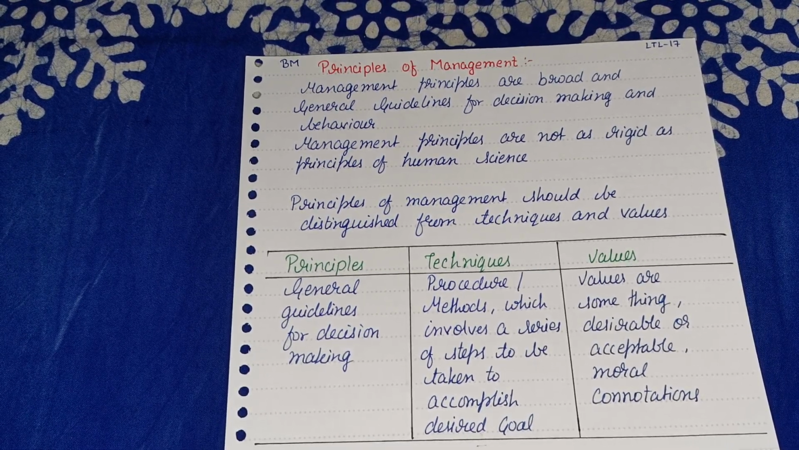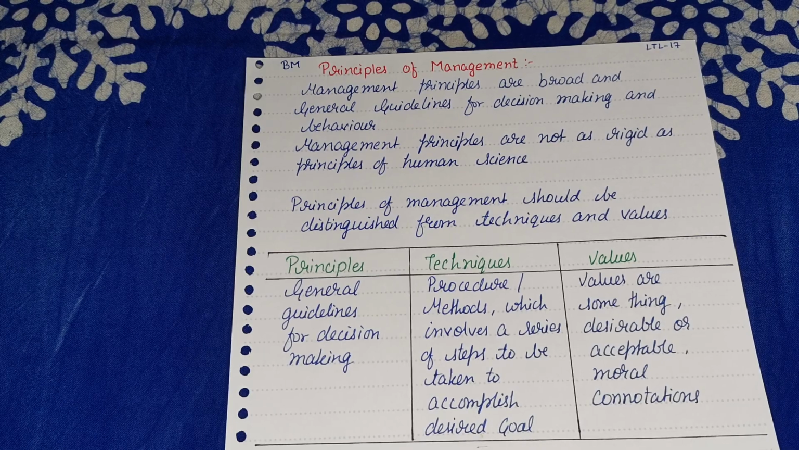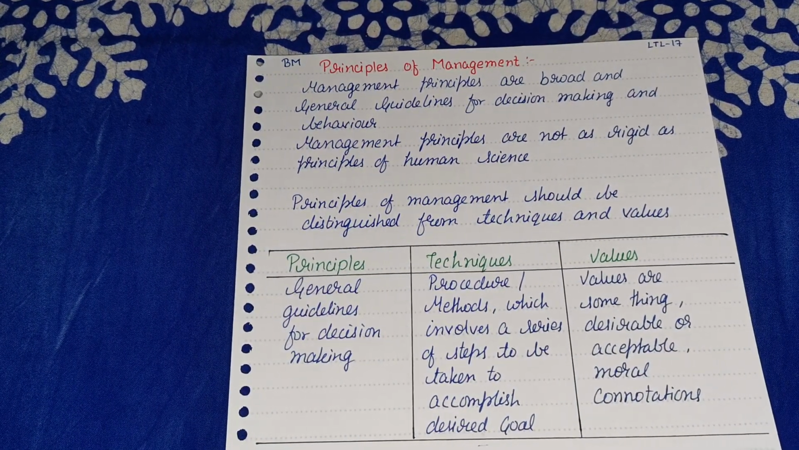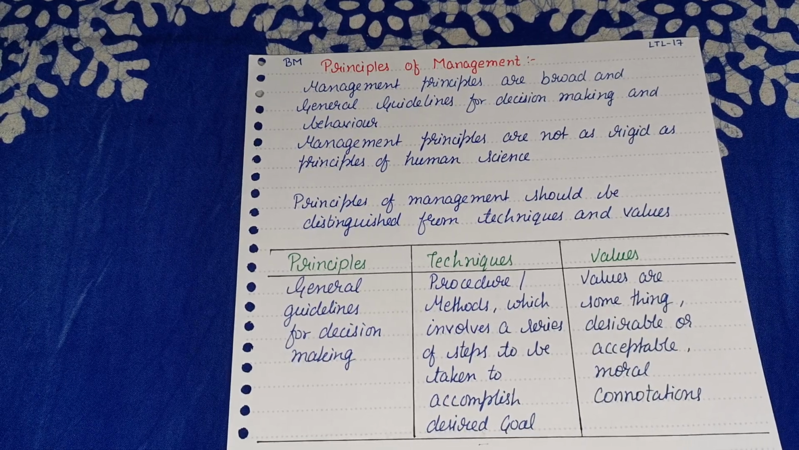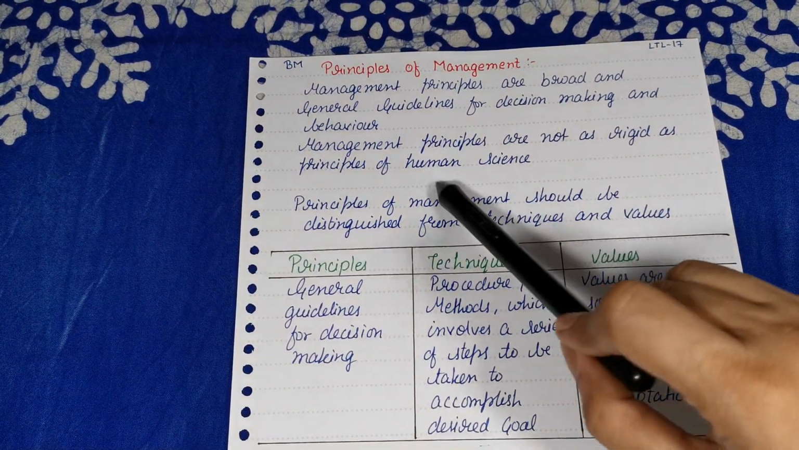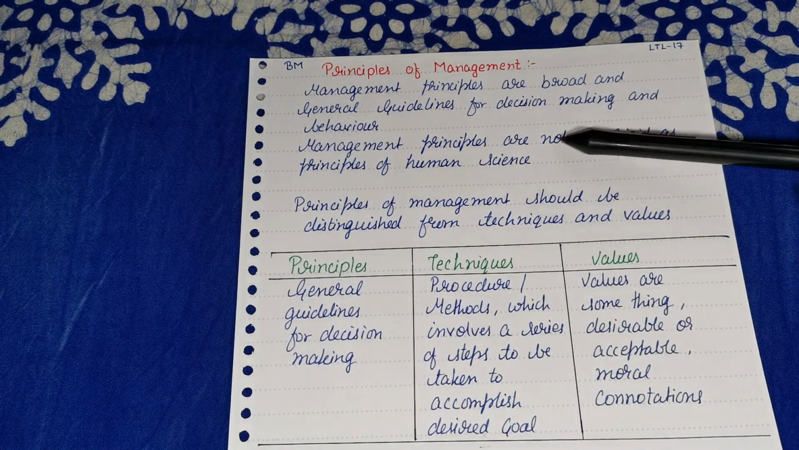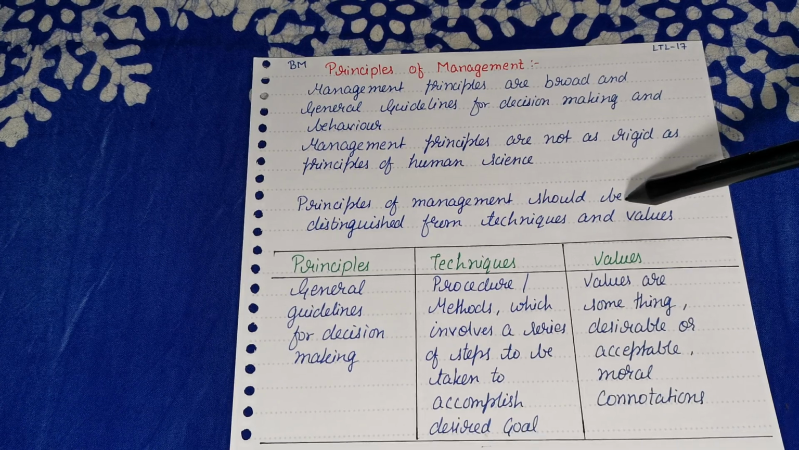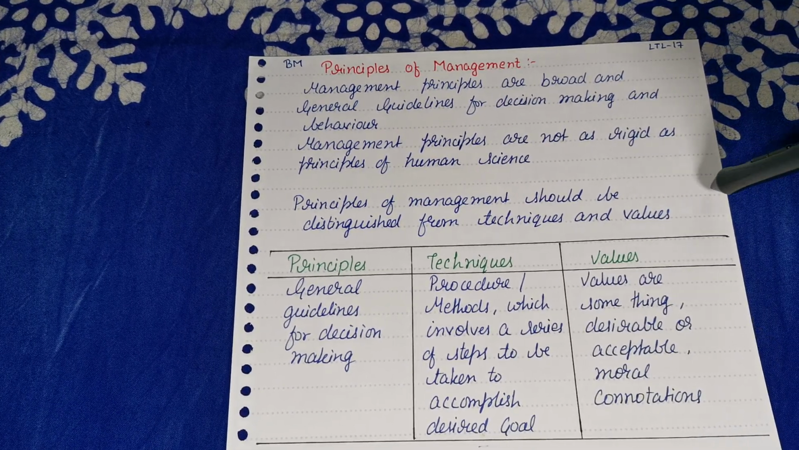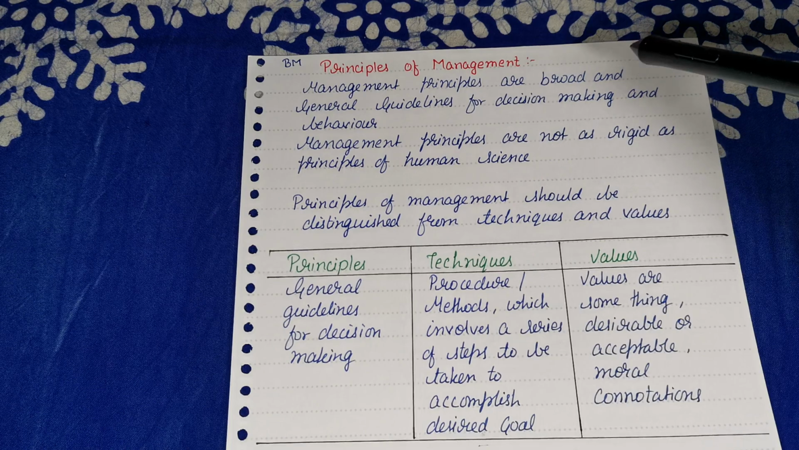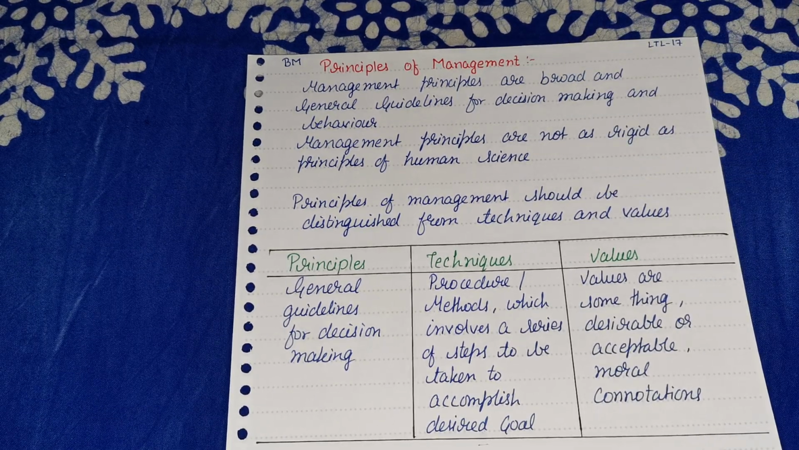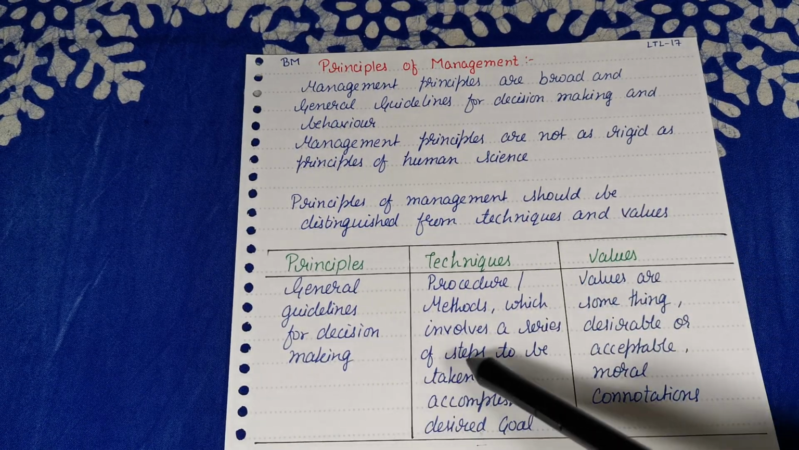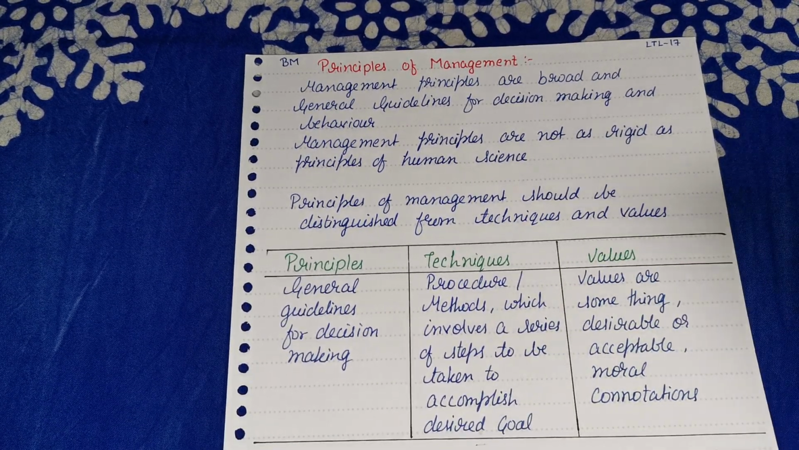Principles of management are broad and general guidelines for decision making and behavior. Management principles are not as rigid as principles of human science, just as I told you. Principles of management should be distinguished from techniques and values. There are different techniques and different values, and principles of management are totally different from these. Now, understand the difference between principles, techniques, and values. So, principles.